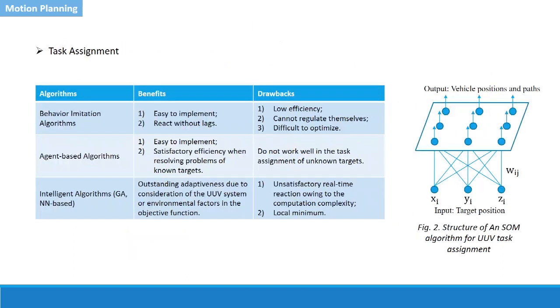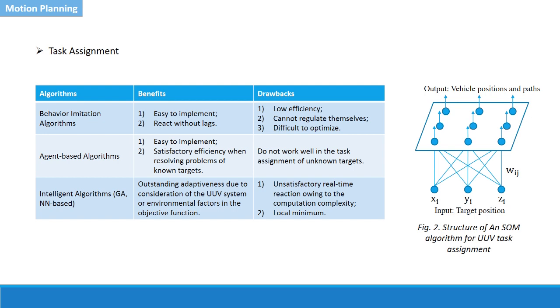Okay. First, let's talk about the task assignment problem for UUV motion planning. Here we divided the technologies used in this topic mainly into 3 categories. The first one is the behavior imitation algorithms, the second one is agent-based algorithms, and also the intelligent algorithms derived from genetic algorithm or neural network theory. All the details of the mechanism, the logic, and the benefits and drawbacks can be found in our paper. Here we listed their benefits and drawbacks in the table.